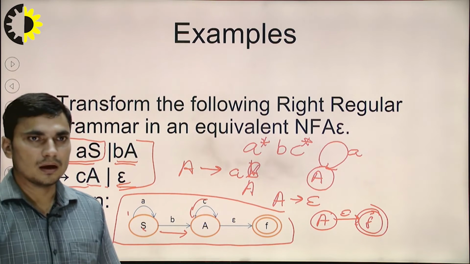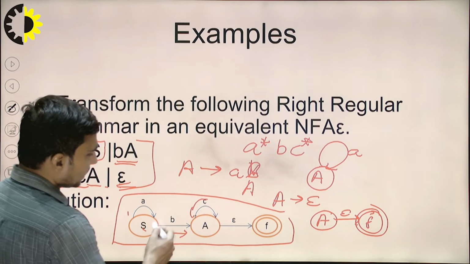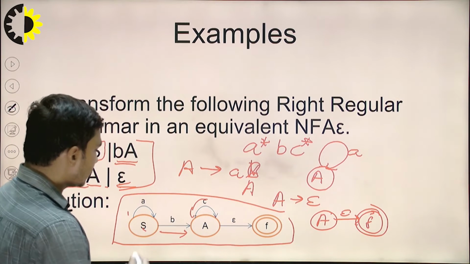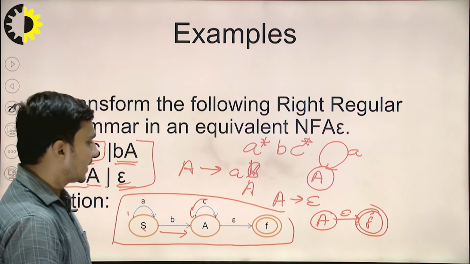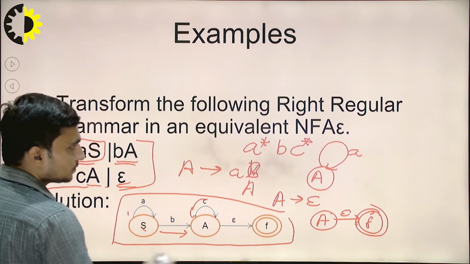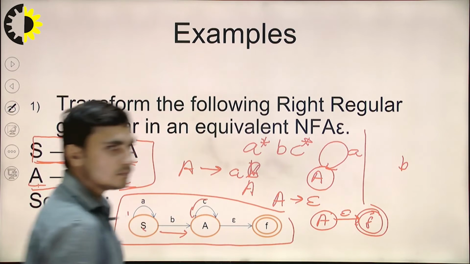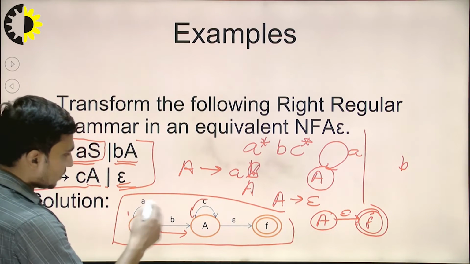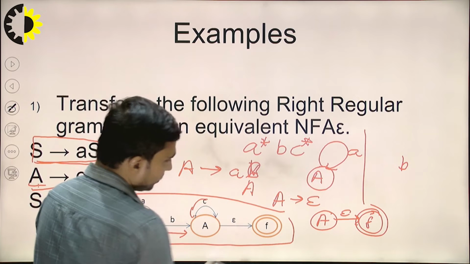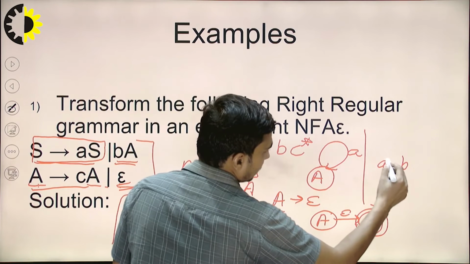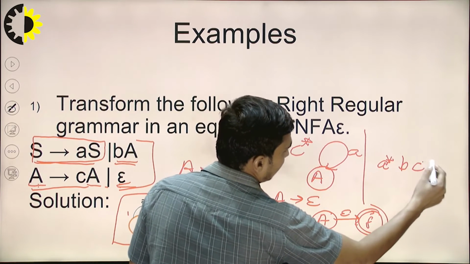Now we can see what regular language this automaton is generating. The minimum string acceptable by this is b. Before b we can have any number of a's, and after b we can have any number of c's. So it will be a* b c*.